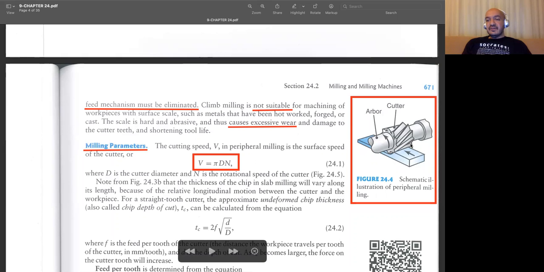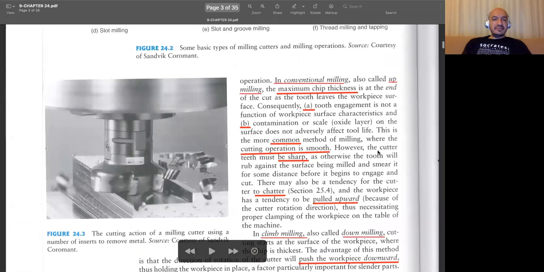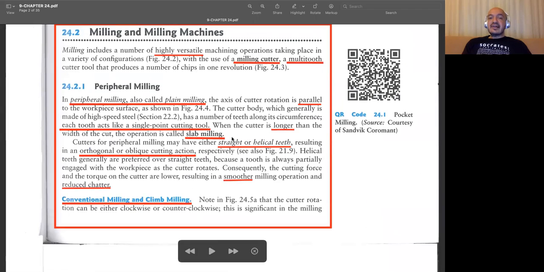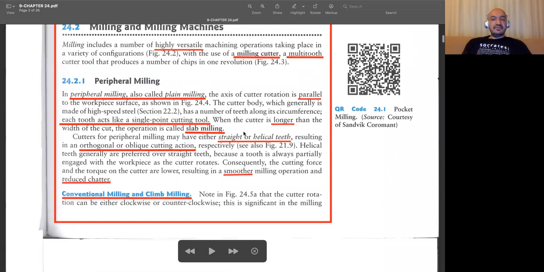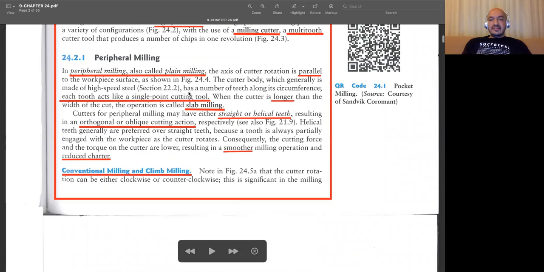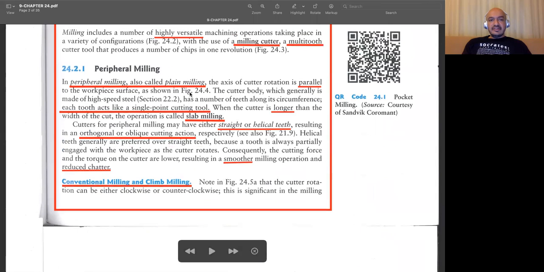And if the width of this cutter is larger than the width of the workpiece, then we simply call this milling process slab milling. So this is the only requirement for the slab milling operation. And obviously on these cutters, especially those used for peripheral milling, we have cutting edges, or if you are using inserts, then we may say that you have single point cutting tools installed on the edges of your cutting tool.